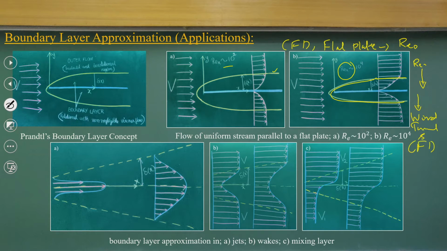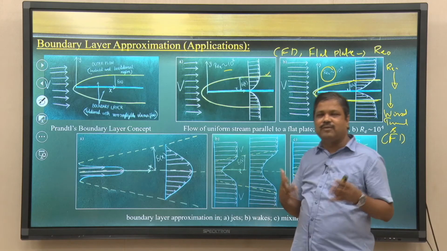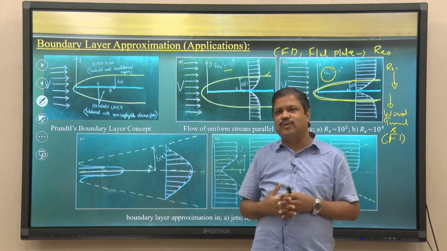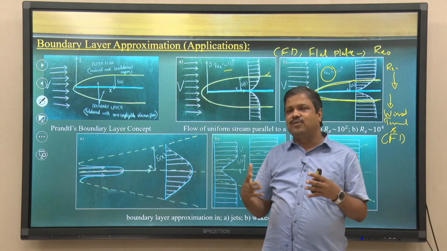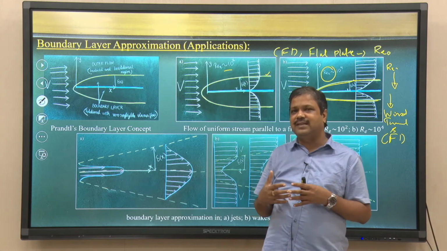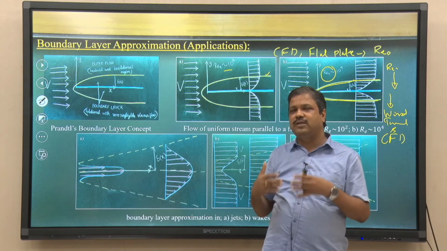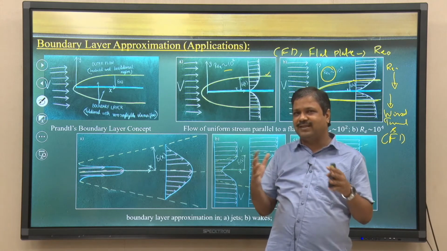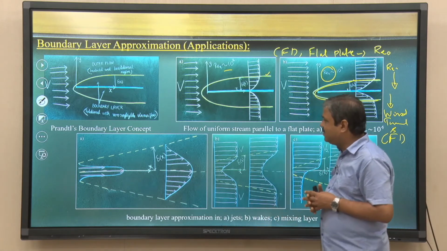Okay. That is one of the examples given in Schlichting's book. You can see it. The basic concept we are getting is that as we go to higher Reynolds numbers, the thickness decreases, or the boundary layers become thinner. That is the concept we have to understand.